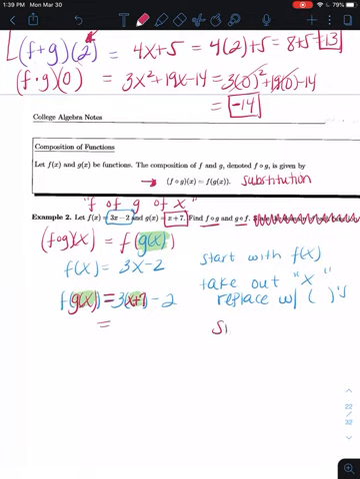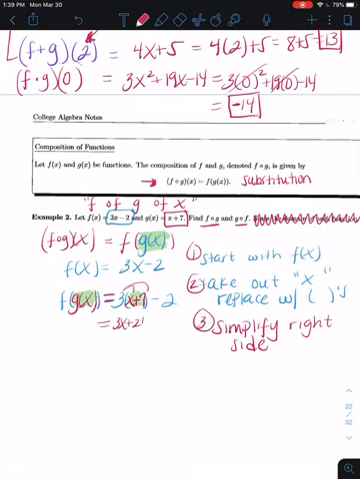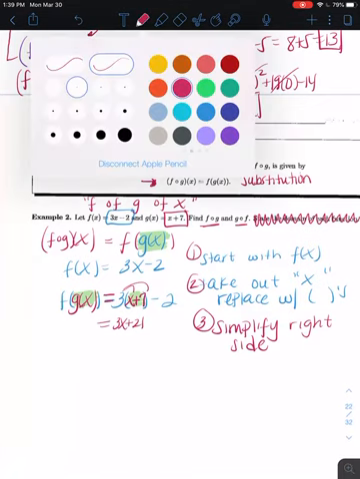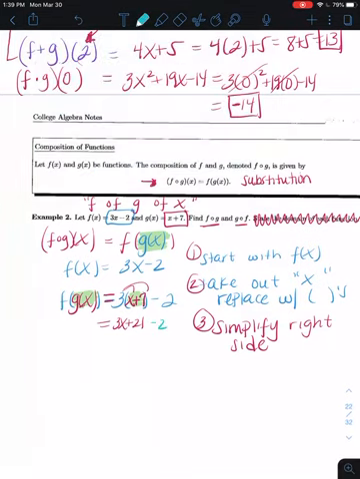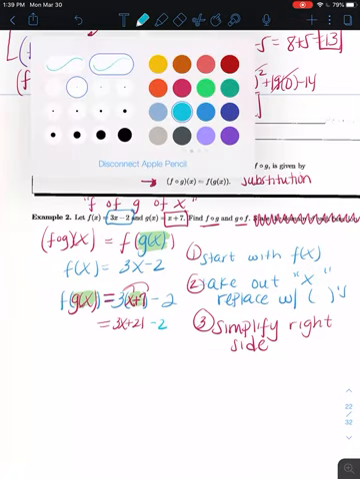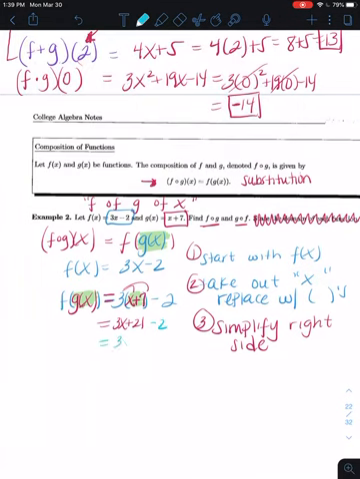And then you only deal with the right side. So simplify right side. So if you like steps, this would be step 1, 2, and 3. When I simplify the right side, I get 3x plus 21. I have that minus 2 behind it. So then this becomes 3x plus 19.